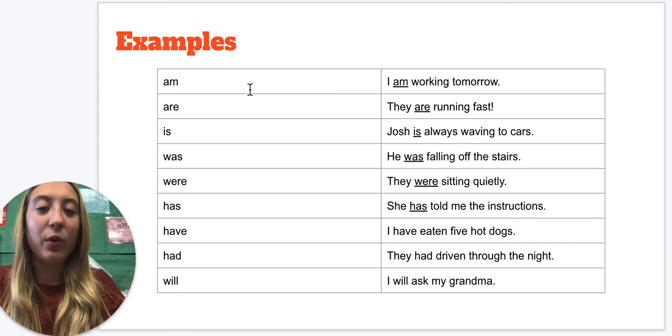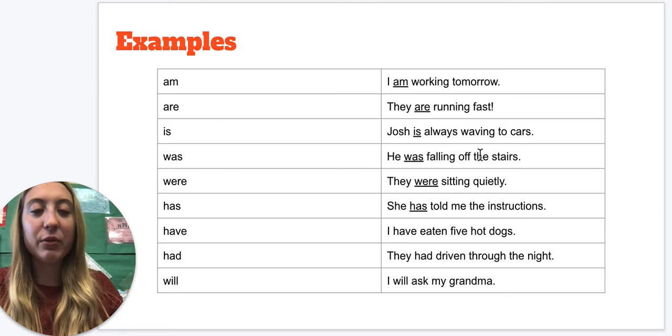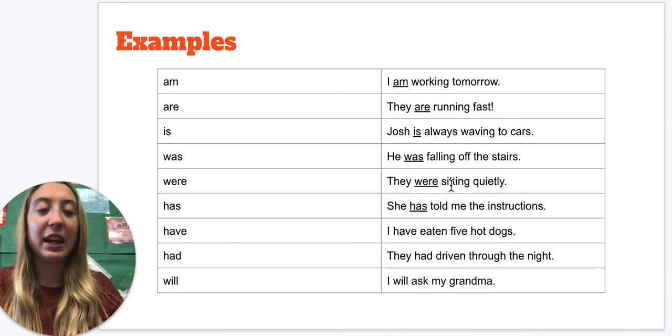Was. He was falling off the stairs. So remember, it's right before our main verb, because our main verb here is falling. It's what he is doing. And was is before. They were sitting quietly. So remember here, who is it about? They. What are they doing? Sitting. And then were is right before my main verb.